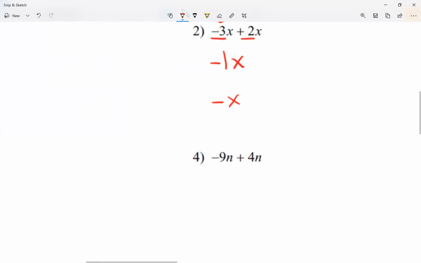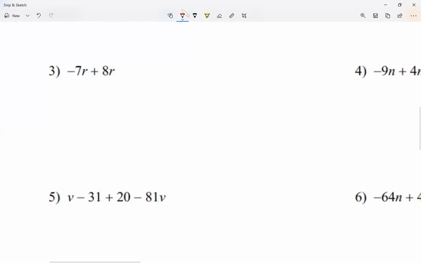All right, let's take a look at question number 3. Negative 7r plus 8r. Signs are different, so I'm going to subtract my values. 8 minus 7 is 1. The big number is positive, so in this case, it's going to be positive 1r. And I just mentioned, when the number in front of the letter is 1, whether it's a positive 1 or a negative 1, we don't write the number. So I'm just going to call this r.